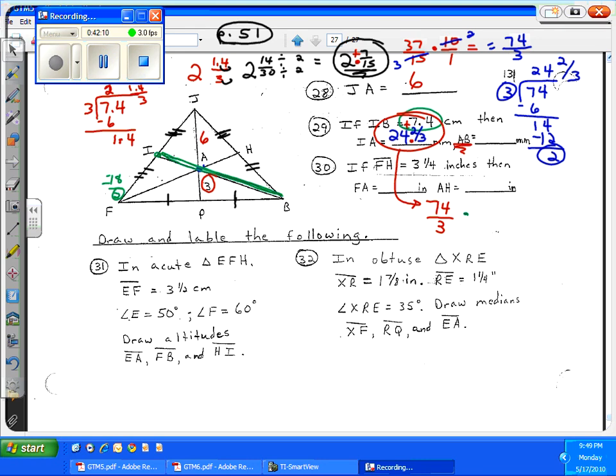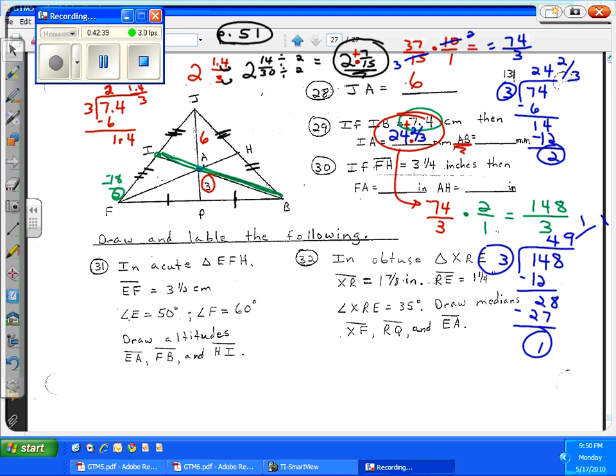And then we need to double that because the big piece is twice the little piece. And so now we have 148 thirds. We take the 148 divided by 3. 3 fours are 12 with 2 left over, bring down an 8. 3 times 9 is 27 with 1 left over. You put your remainder 1 over your divisor 3. And so we have 49 and 1/3 millimeters.